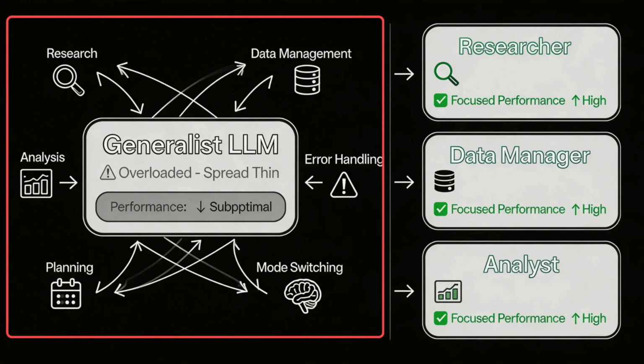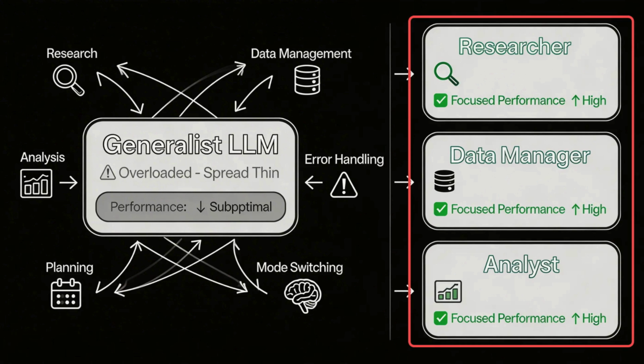Plan a multi-step research task. Remember to store intermediate values. Switch mental modes from finding data to doing maths mid-run. Handle all its own errors. We are asking one journalist to be a researcher, a data manager, and an analyst simultaneously. But it's proven that specialized LLMs or agents perform better than generalist ones.